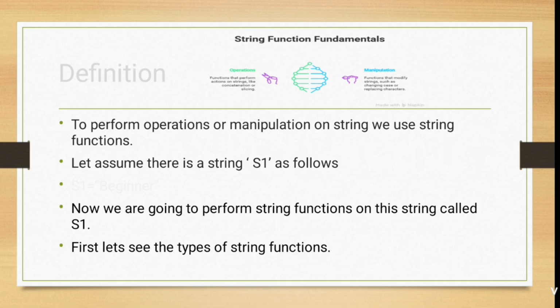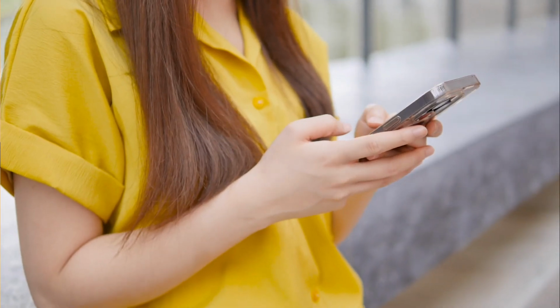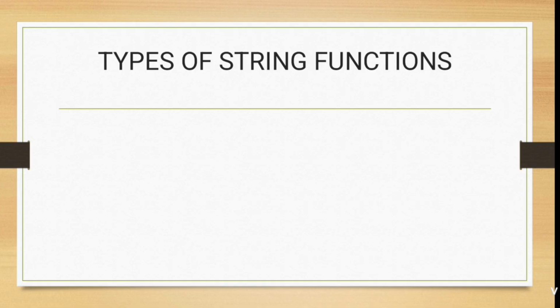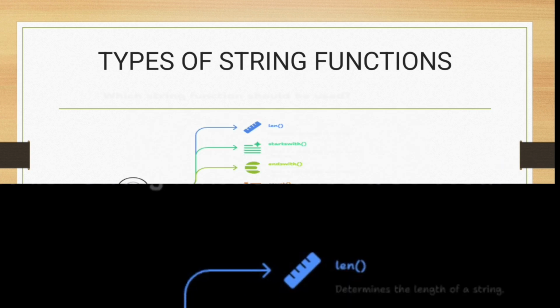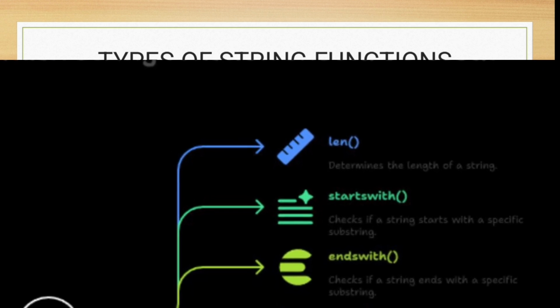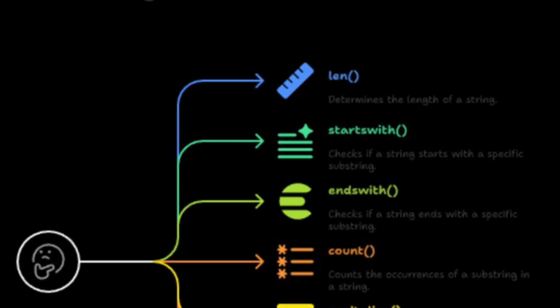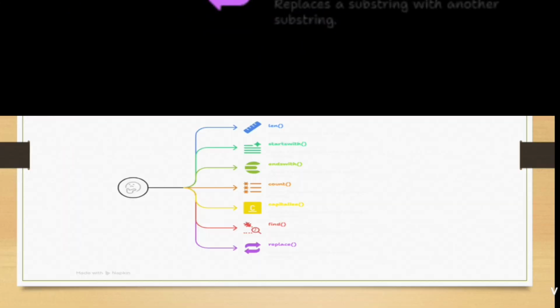First let's see the types of string function. Well, there are so many types of string function in Python, but in this video I will explain some important 7 string functions. Let's see. The first one is len, the second one is startswith, the third one is endswith, the fourth one is count, the fifth one is capitalize, the sixth one is find, and the last is replace.